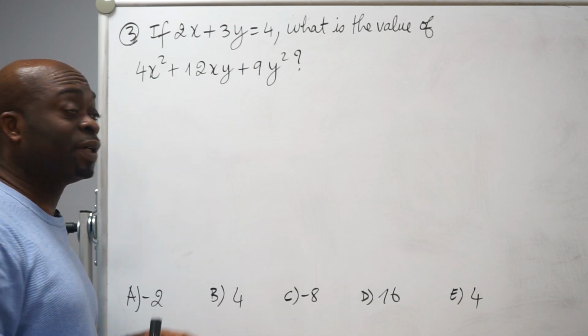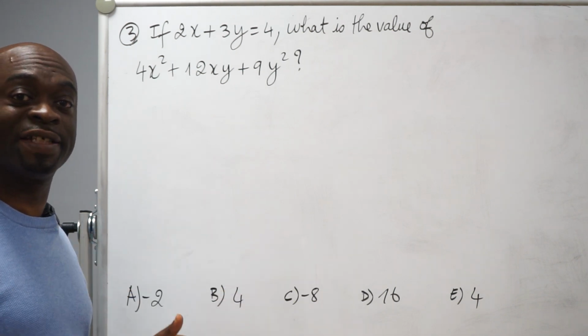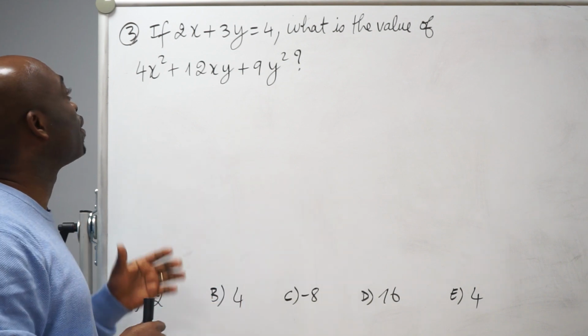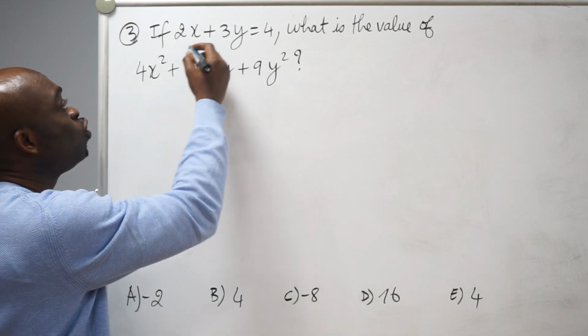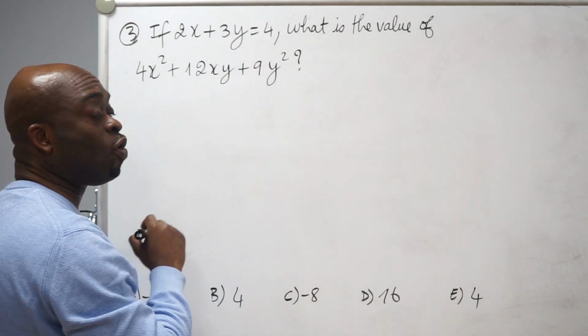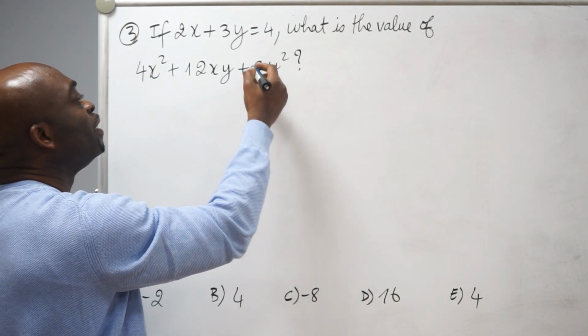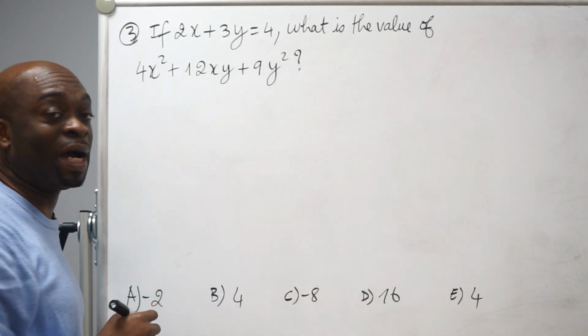Question 3 here, a question that can also be given on the SAT test, as well as other tests. Number 3 is: if 2x plus 3y equals 4, what is the value of 4x squared plus 12xy plus 9y squared?